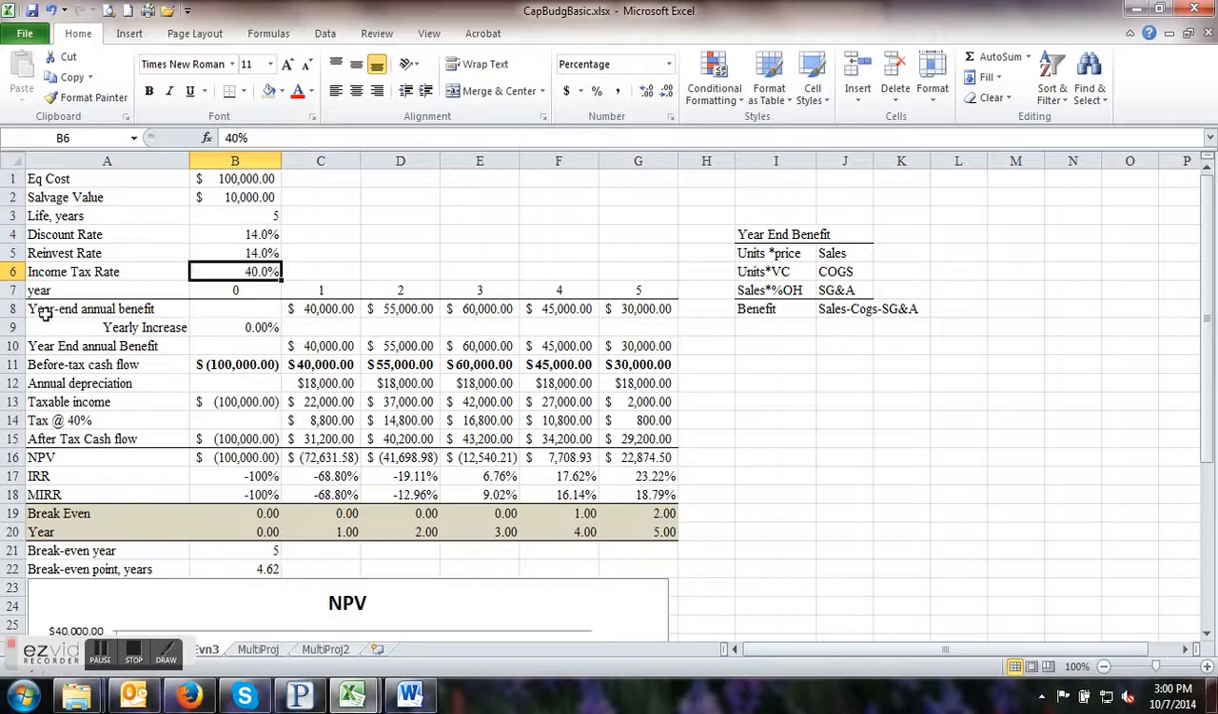The year-end annual benefit is going to be right here. For you, I just have numbers in here. For you, it's units times price, that's equal to sales. Units times the variable cost is your COGS. And sales times percent overhead is your SG&A. So the benefit is sales minus COGS minus SG&A, and those are the numbers that you'll include here.